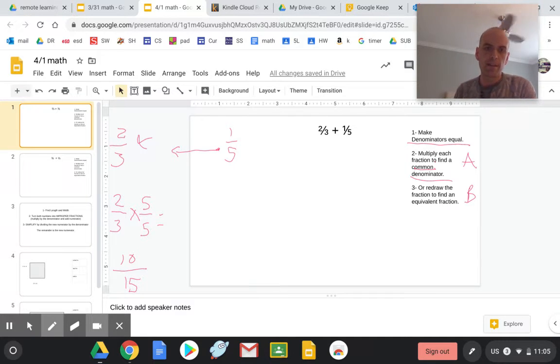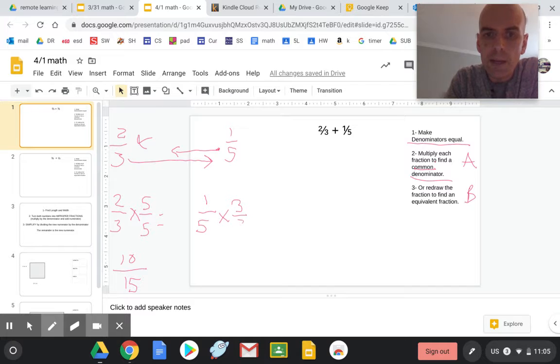All right. Then for 1/5, I can multiply it by 3/3. So the whole thing by 3, right? Not 2/3, the whole thing by 3/3. So 1 times 3 is 3. 5 times 3 is 15. Then if I add them, 10/15 plus 3/15 equals 13/15. That will be my answer.